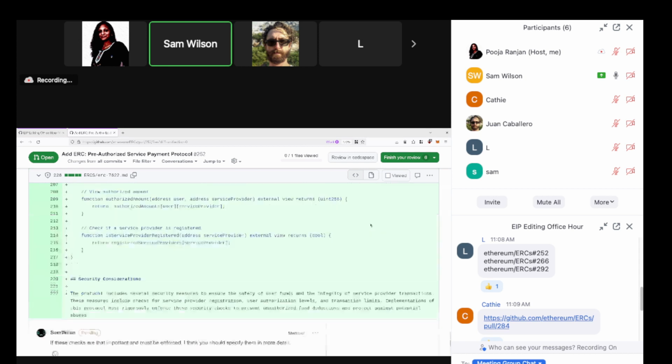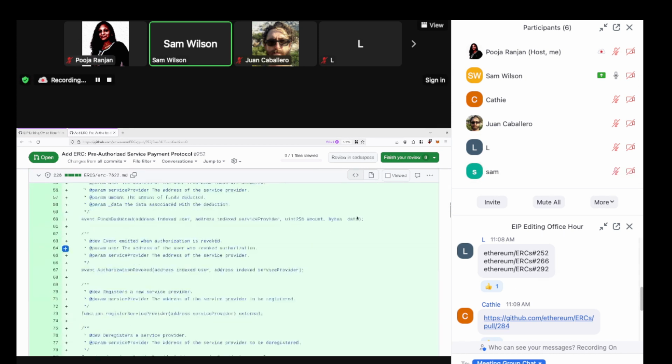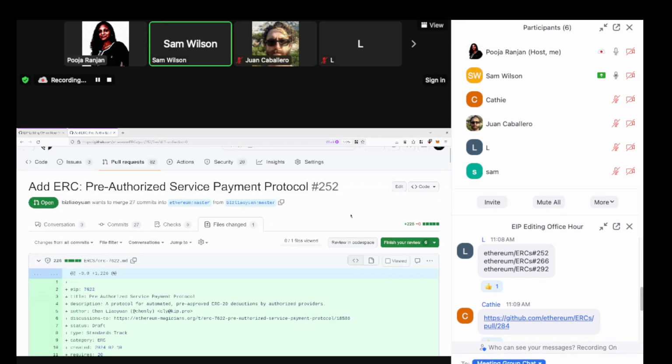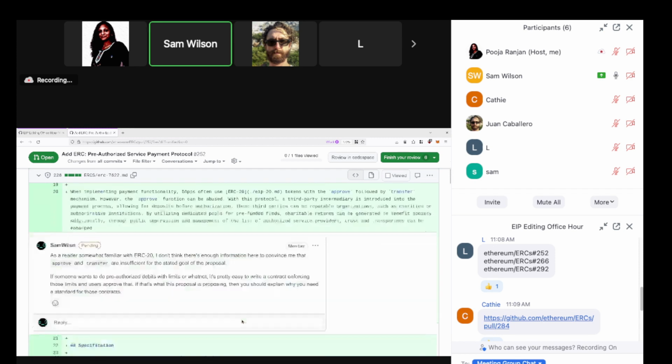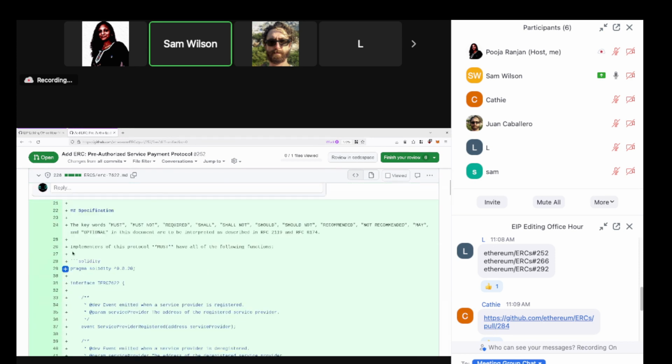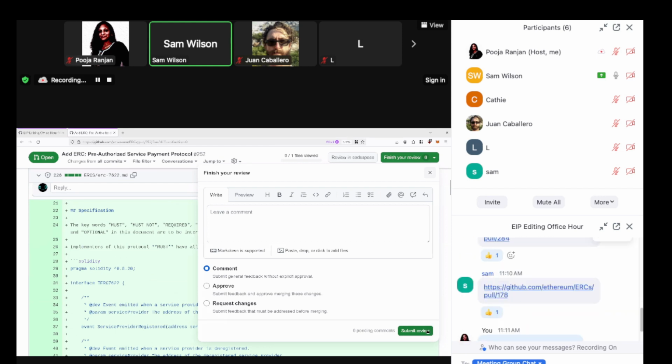Okay, cool. So I think that's pretty much for this one. From an editor point of view, I think it's well done. I don't see too many complaints that'll stop it from getting merged as a draft. On the content side, I think you definitely need to spend a bit more time convincing readers that this is better than just approve and transfer. And I think you need to go into a little bit more detail about how it's meant to be used. But overall, yeah, I think this is good, and I don't see any reason why it won't get into a draft.